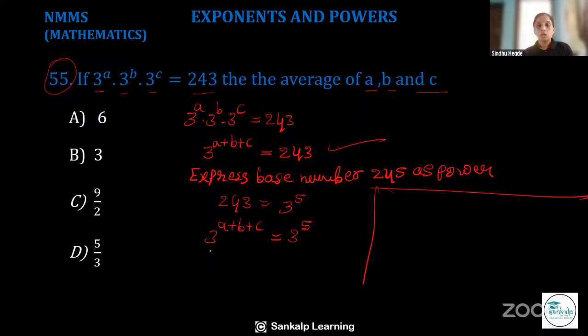Now, LHS and RHS have the same base. So equate their exponents, sorry, equate their powers. So a plus b plus c is equal to 5.